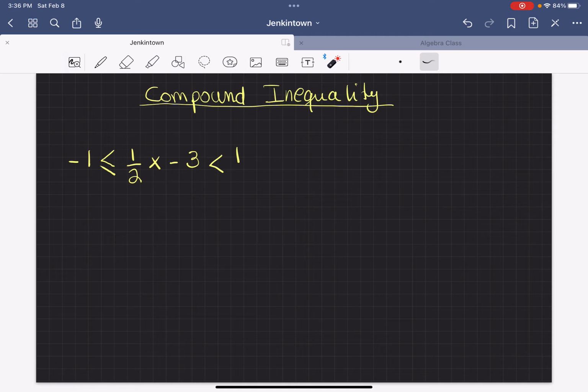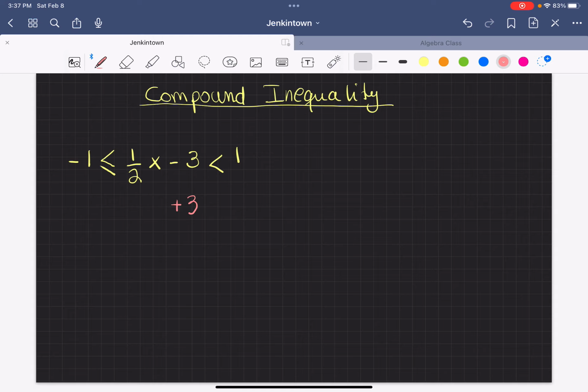As always, just like in equations, in an inequality we're trying to solve for x, meaning leave x by itself. Since the x is here in the middle, we're going to leave it by itself in the middle, which means we need to get rid of the 1/2 and the -3. As always, we start with the number that is farthest away from the variable, in this case the -3. So we're going to do +3.